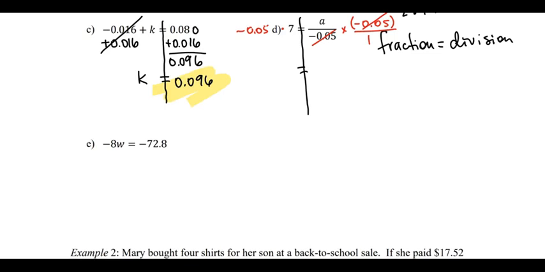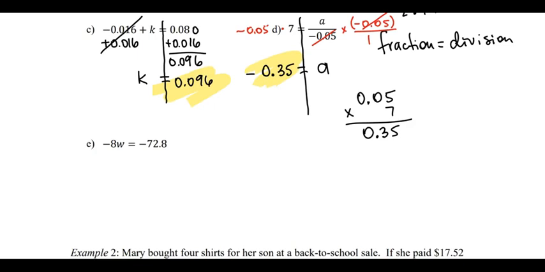Okay, so I'll have a by itself on the right, and let's go ahead and multiply. It's going to be negative. Then 0.05 times 7, so you have 35, and then you need 2 decimal places, so negative 0.35. So that is the solution to this problem.